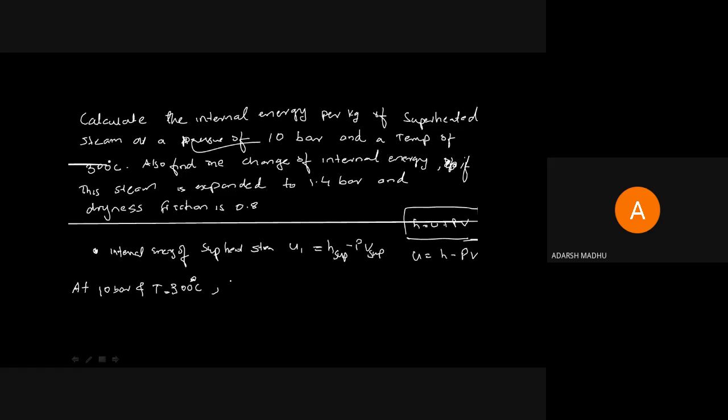Thereafter, we can find a table for superheated steam, at various pressures and temperatures. From that table, our pressure is 10 bar, so please take the section at a pressure of 10 bar. We have reached the pressure of 10 bar. The temperature is 300 degrees Celsius.